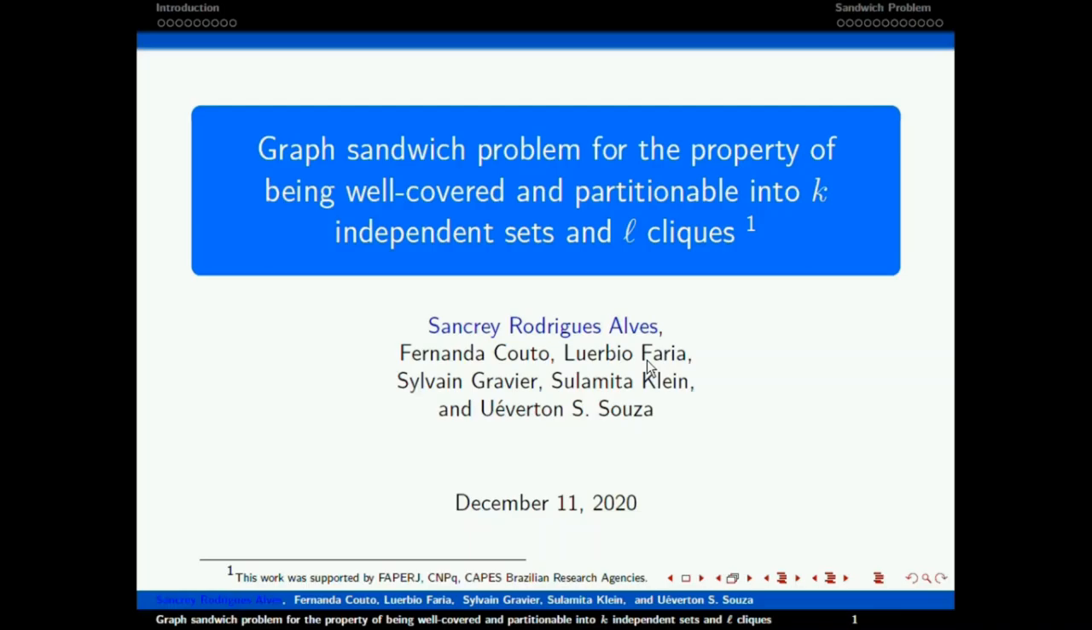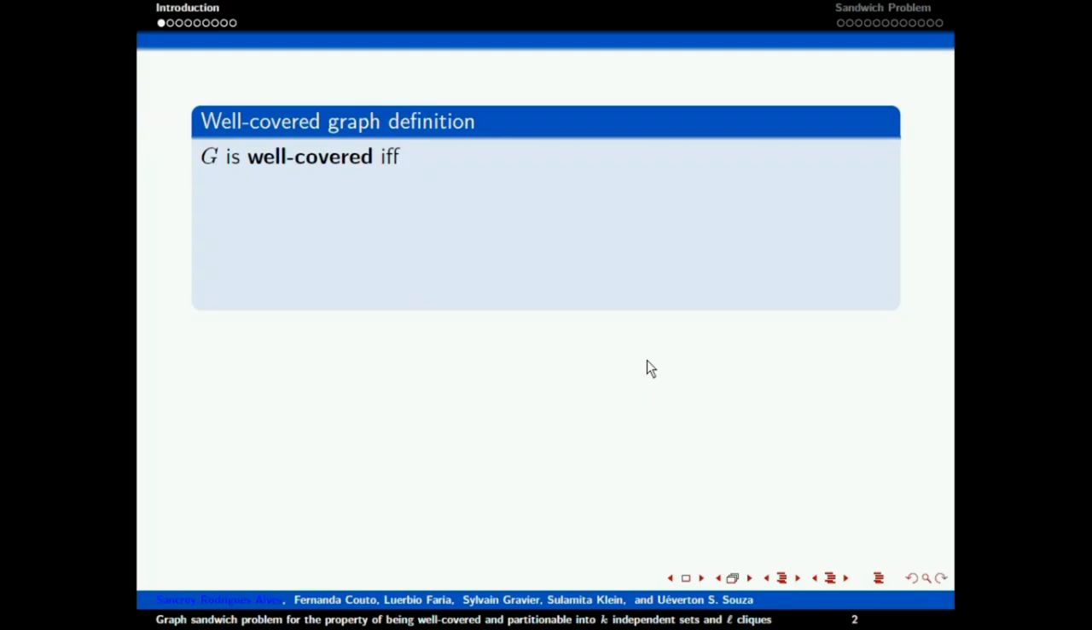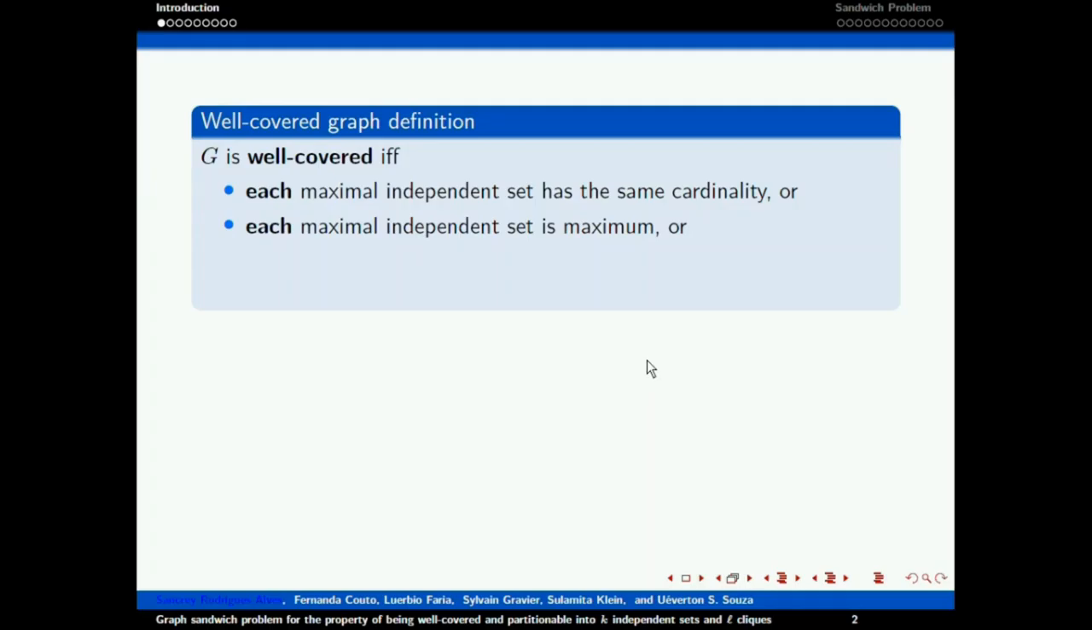In order to guide you for a better comprehension of this presentation, I must define some basic concepts. The first of them is the well-covered graph definition. Let G be a graph. G is well-covered if and only if each maximal independent set has the same cardinality, or equivalently, each maximal independent set is maximum. Remember that the minimal vertex cover problem is the dual problem of the maximal independent set problem. So we can also say that G is well covered if and only if each minimal vertex cover has the same cardinality, or equivalently, each minimal vertex cover is minimum.